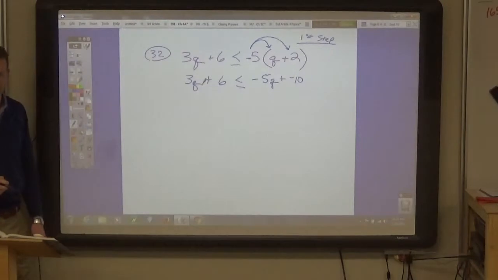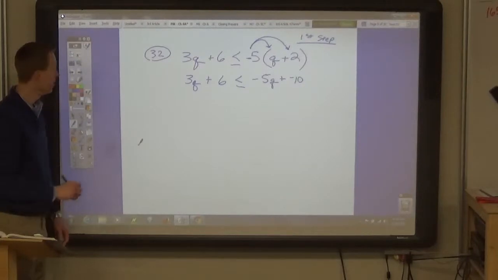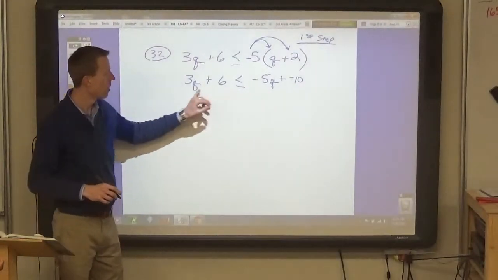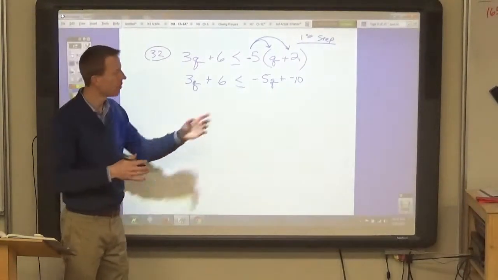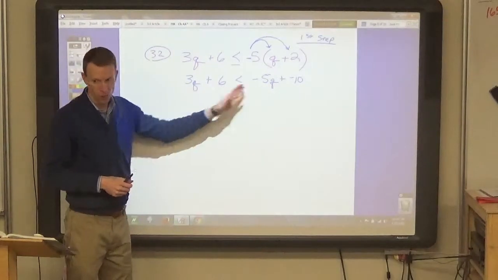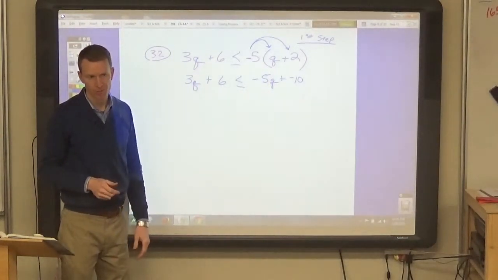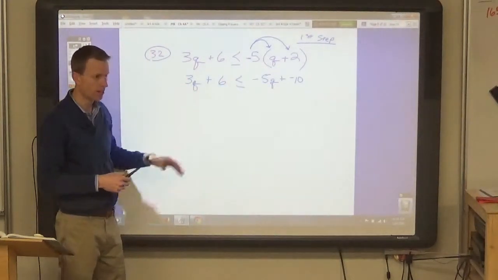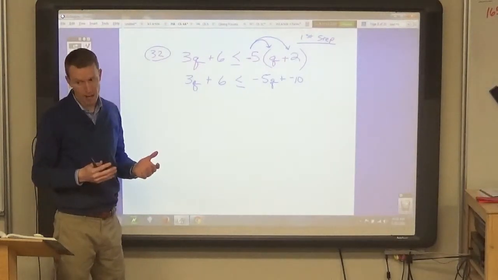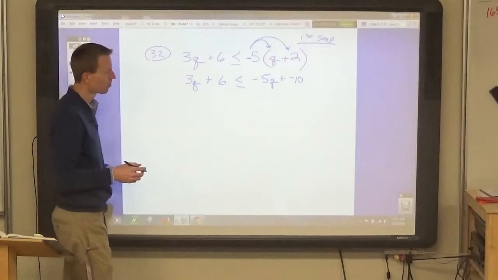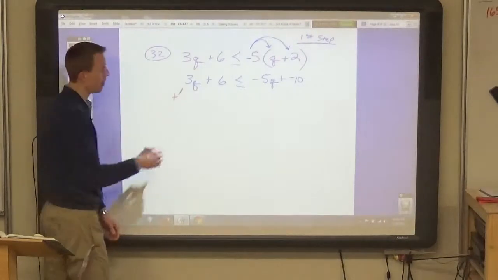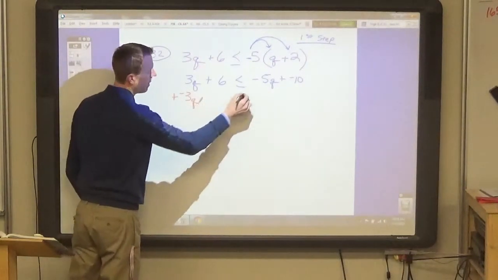Now we go back to our first sample. What do we need to do next? What's our overall goal? We have to get the variables by themselves on one side. So we have to eliminate them from one side. It doesn't really matter what side. So we add negative 3q first. Alright, so you want to add the negative 3q, and that gets rid of the 3q on the left side.